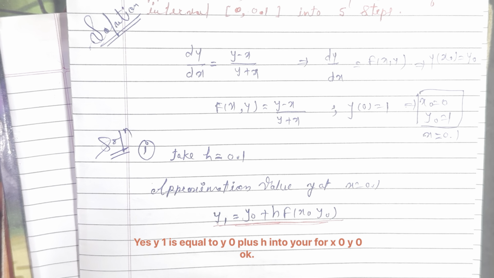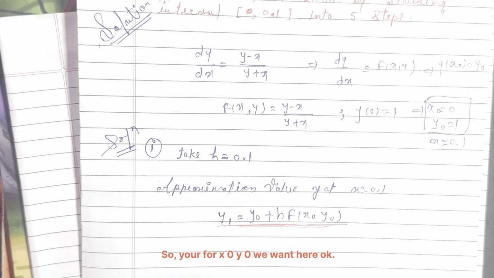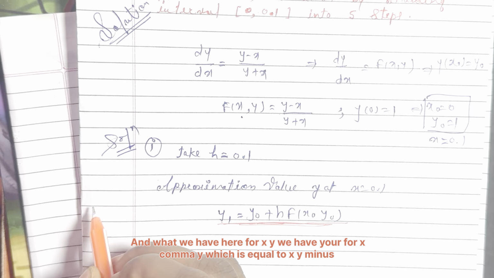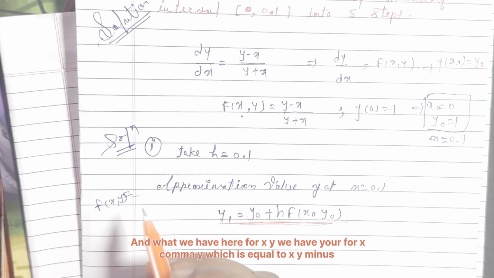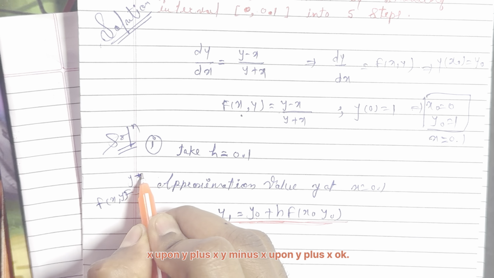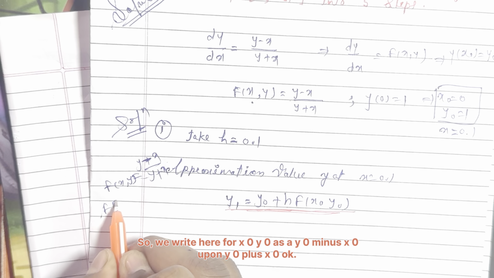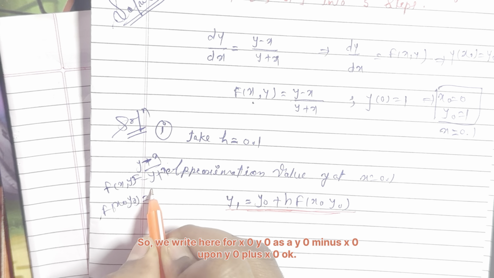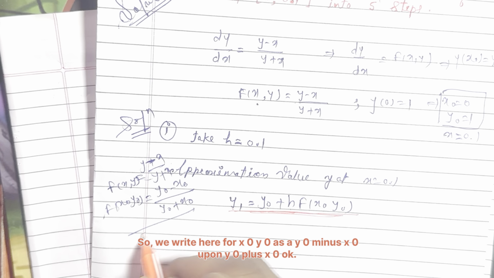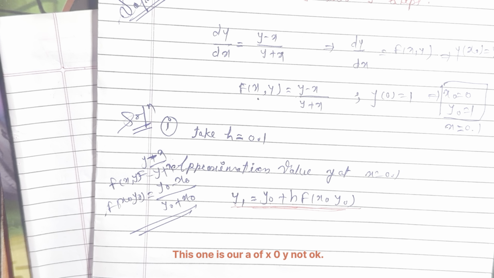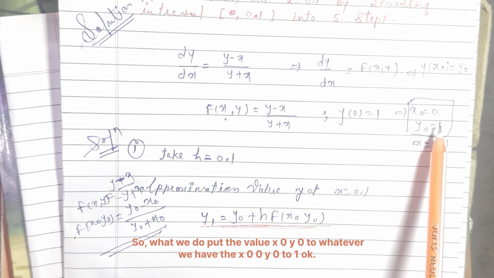Let's put in the values. We want f of x naught, y naught. We have f of x, y equal to y minus x upon y plus x, so we write f of x naught, y naught as y naught minus x naught upon y naught plus x naught. We put in the values x naught equals 0 and y naught equals 1.